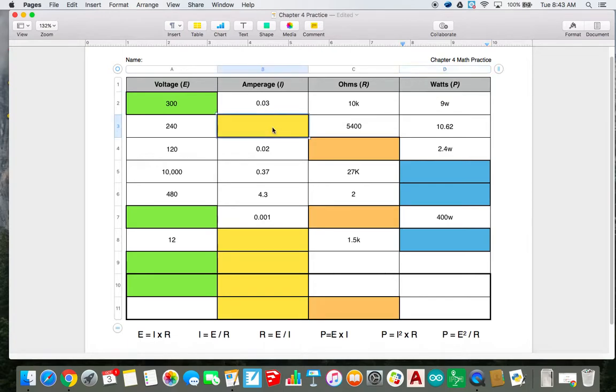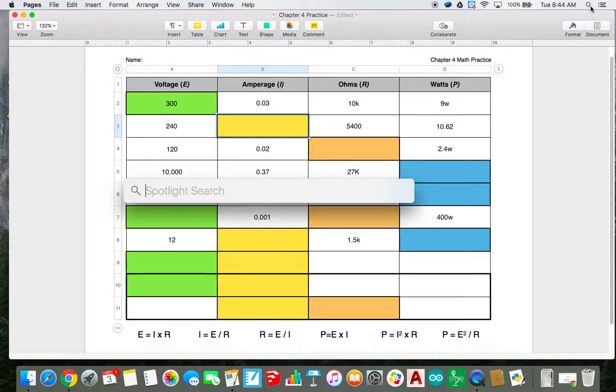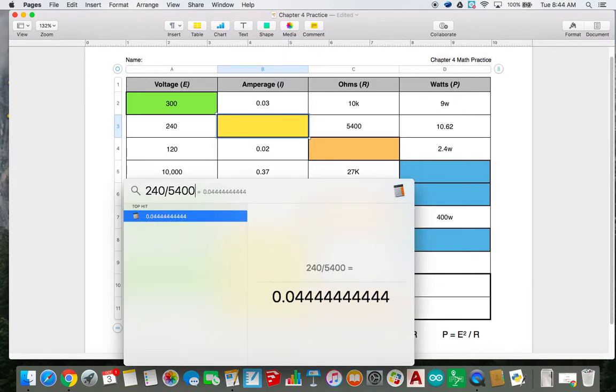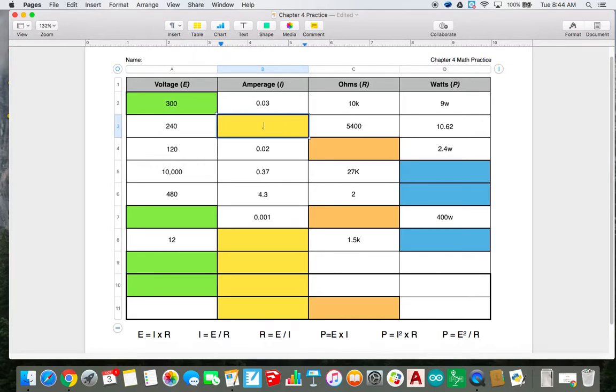All right, the next one, 240 volts, 5.4 ohms, or 5,400 ohms, and 10.62 watts. Okay, so I jump down to here. I equals E divided by R, so 240 divided by 5,400 is 0.04 repeating. So just put that in there.